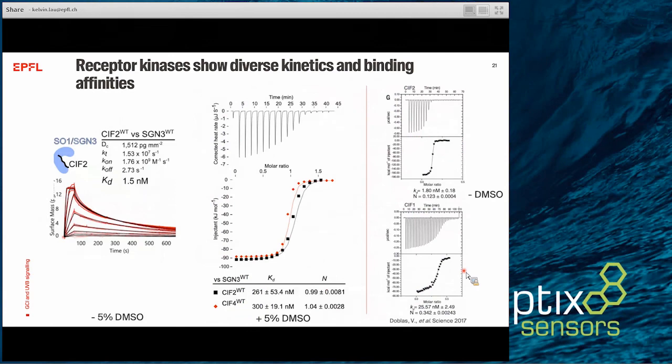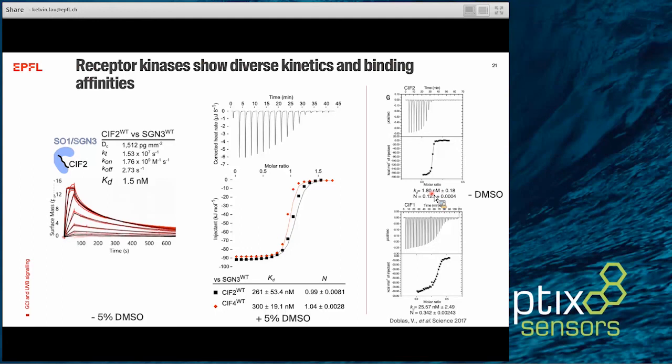Also, this goes back to what I showed during my data, that we use this in particular to compare different techniques to make sure that what we see in one system can be confirmed elsewhere. So here I show you the previous one before, the SCHENGEN3 receptor with its CIF2 peptide ligand. That run was done in the absence of DMSO, and you can see an affinity constant of about 1.5 nanomolar. This corresponds very well with a previous report done in another lab by ITC of around 1.8 nanomolar.